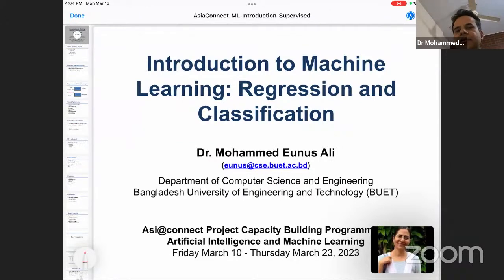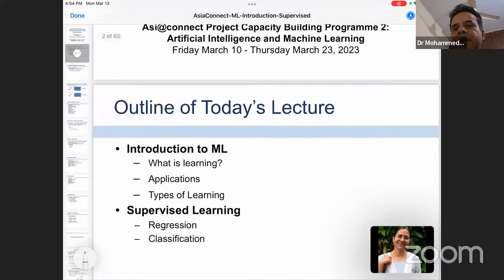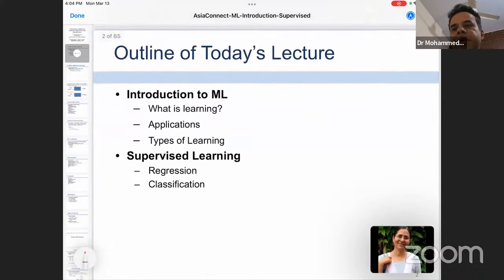Okay. So welcome everyone. Good afternoon. Today is the very first lecture in machine learning, and I'll cover very basic things in this topic. Mostly I'll be covering regression and classification as two major topics. So here is the outline of today's lecture.